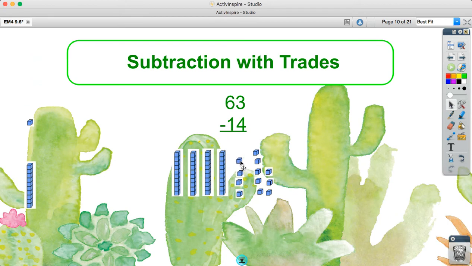There we go. So notice how I have my long over here that I traded in for my 10 cubes. Now I can subtract my 4 cubes. 1, 2, 3, and 4. I'm left with 4 longs and 1, 2, 3, 4, 5, 6, 7, 8, 9 cubes. My answer to 63 minus 14 would be 49.